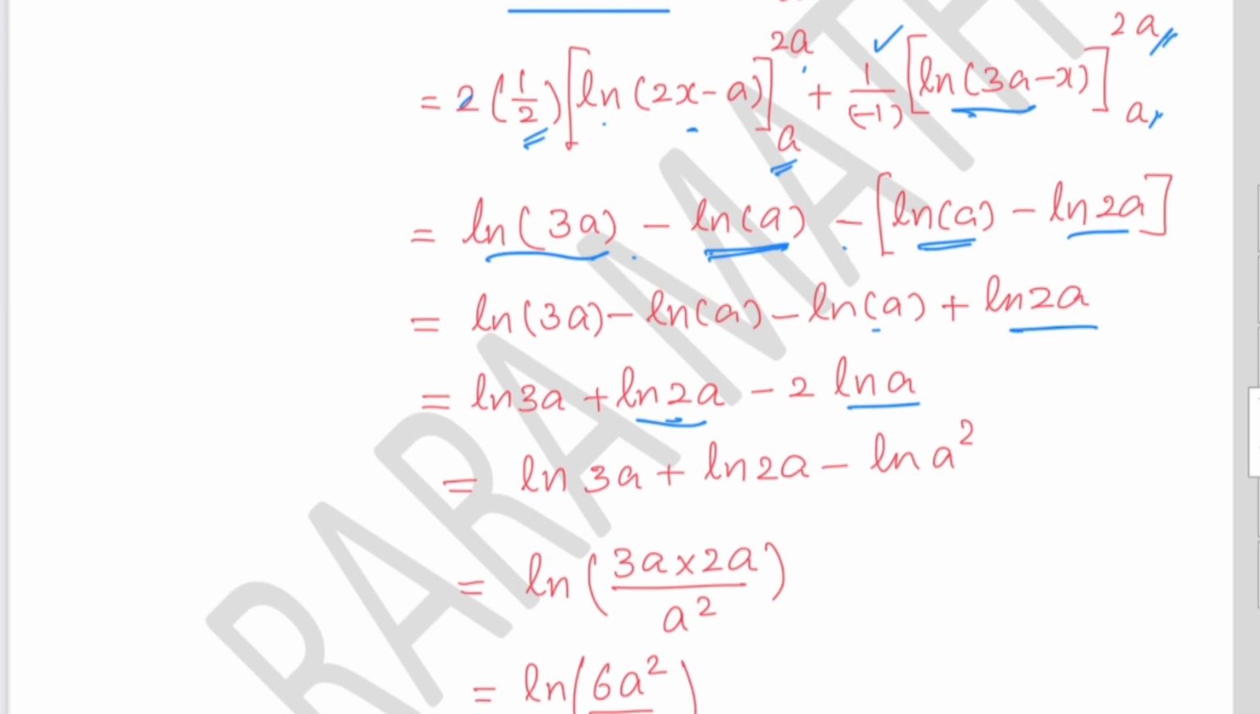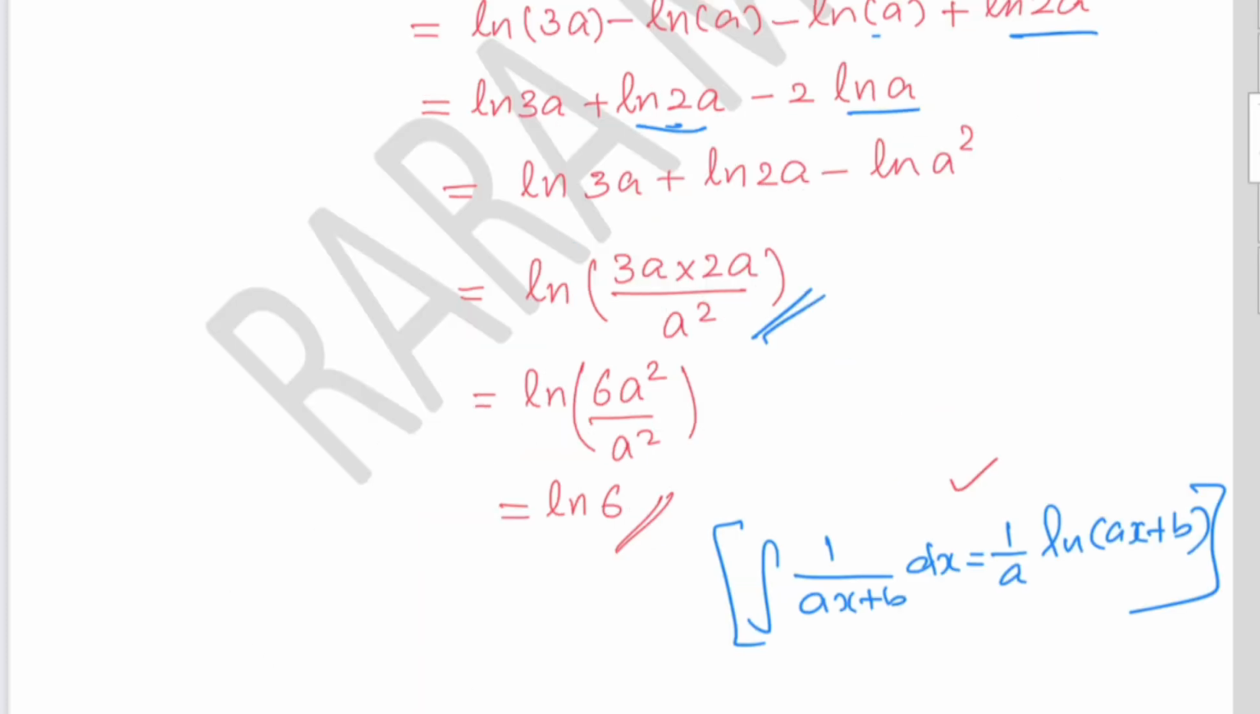Apply the product rule and division rule of logarithms. When it is plus, it multiplies. When there is minus, it goes to the denominator. So 3a times 2a over a squared, and this is 6a squared over a squared. The a squared terms get cancelled, so we get ln 6. That's what we needed to prove.